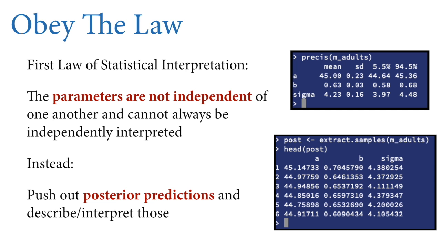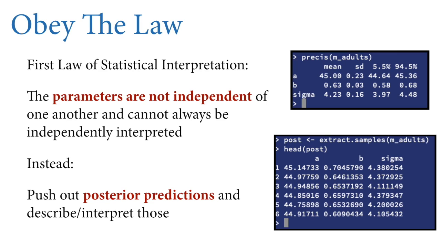Okay. So I want to introduce something I call the first law of statistical interpretation, and I want to encourage you to obey this law. Like all laws, there are times when you will break it, but this is good guidance, I think. The first law of statistical interpretation is that the parameters are not independent of one another. That's a fact, which means that they carry information about one another. They co-vary in the posterior distribution. High values of an intercept will often be associated with high values of a slope, and vice versa. And so what this means is when they're not independent, you can't interpret them independently.